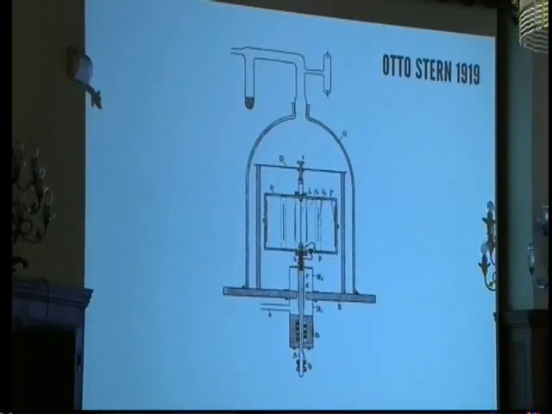He arrived in Frankfurt am Main by the beginning of 1919, just after the end of the First World War. And the first experiment that he proposed was this one. I will not explain it in much detail.